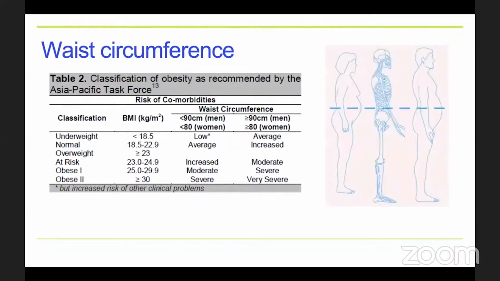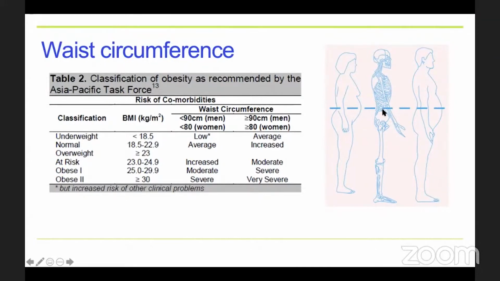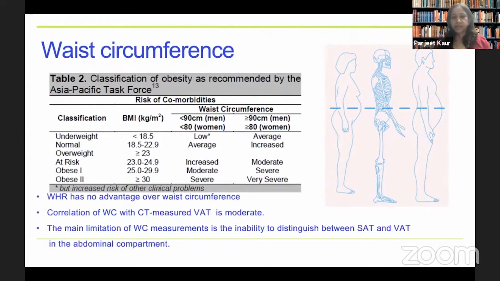Now, how to measure waist circumference is very important in clinical practice. You need to find out the top part of the iliac crest, put the measuring tape there horizontally across the abdomen, put it snugly, but not putting an impression on the skin. And then you measure it at the end of the expiration. This technique becomes very important here.